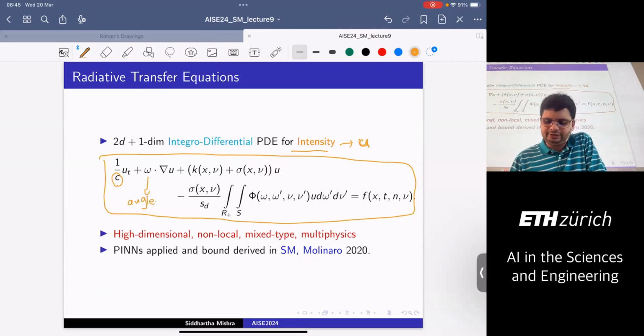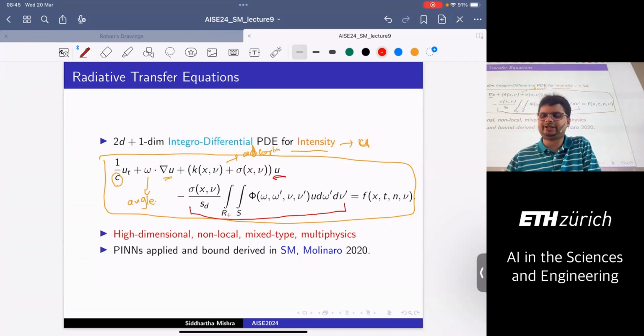Okay. And then this is essentially absorption. The details are not important here. So as you can see, this is a first order derivative here, and there is a source term here, and there is a non-local term. So this is what is called scattering, because radiation is scattered, different rays come and they get scattered.